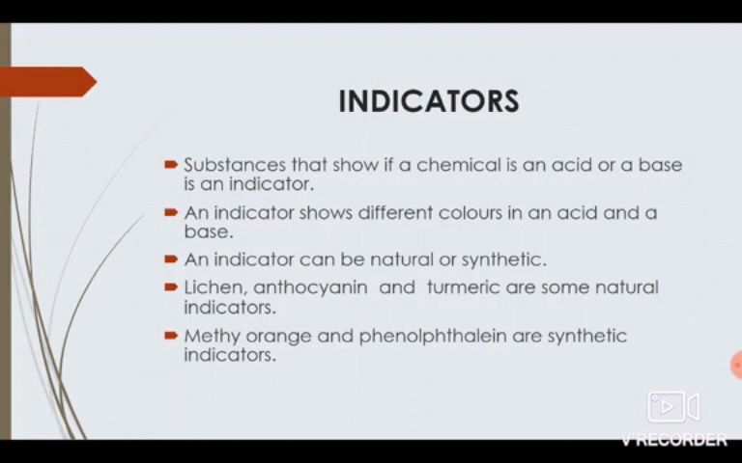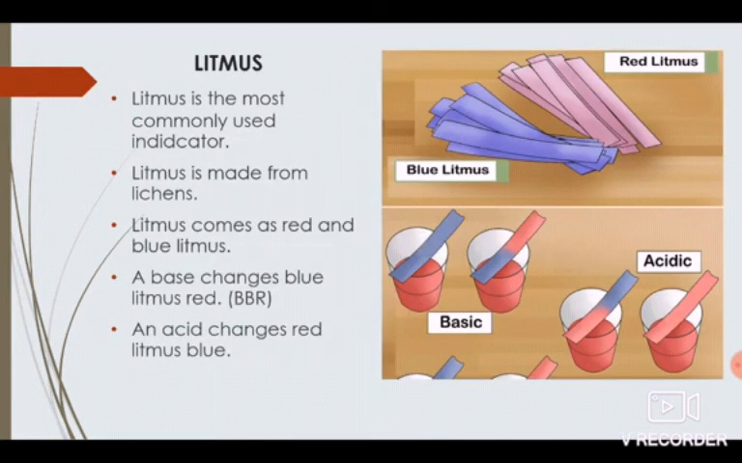Lichens, anthocyanins, turmeric are some of the natural indicators. Methyl orange and phenolphthalein are some of the synthetic indicators. But the most common and the most popular indicator is litmus. Some of you might have seen. The litmus is made from lichens. The litmus comes as red and blue litmus papers. You can see thin strips of paper in the picture there. Yeah, they are the red and the blue litmus.